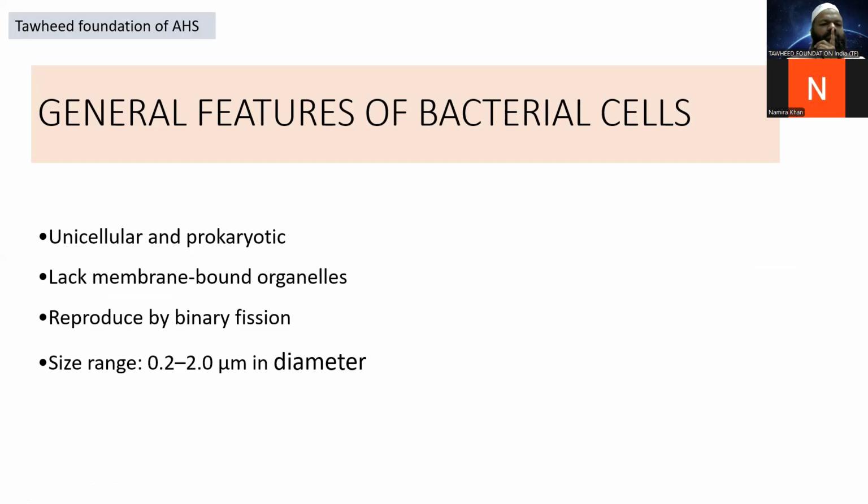Reproduce by binary fission. Bacteria multiply asexually through a simple process called binary fission, where one cell divides into two identical daughter cells. Size ranges. A bacterial cell generally ranges in size from 0.2 to 2 micrometers in diameter, which makes them much smaller than most eukaryotic cells and visible only under a microscope.